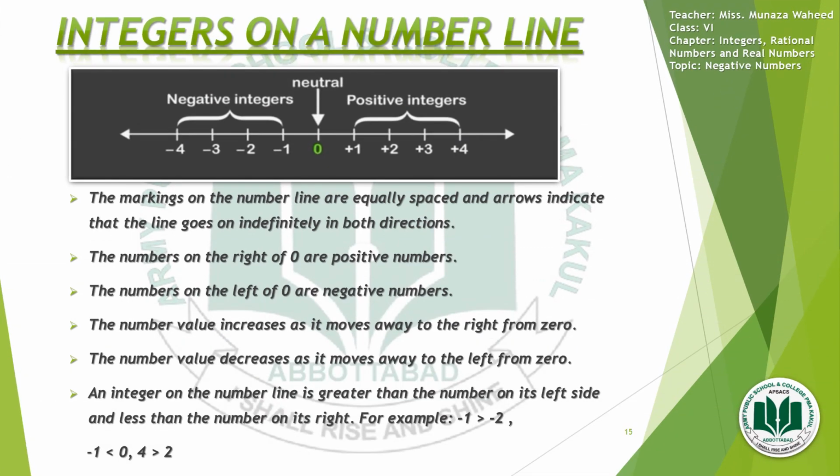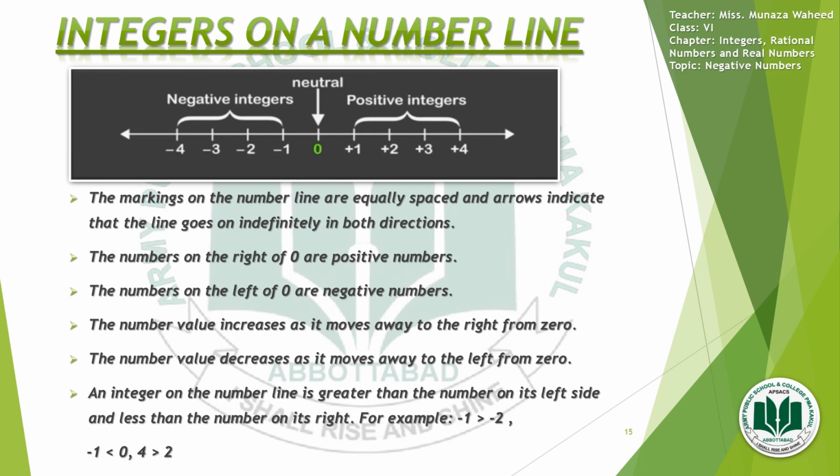As we have understood what integers are, let me explain how integers can be represented on a number line. Integers can be represented on a number line that extends to the left and to the right. It is indicated by arrows. The positive integers are represented to the right of 0 and the negative integers are represented to the left of 0. The value of a number increases as it moves away to the right from 0, and the value decreases as it moves away to the left from 0.